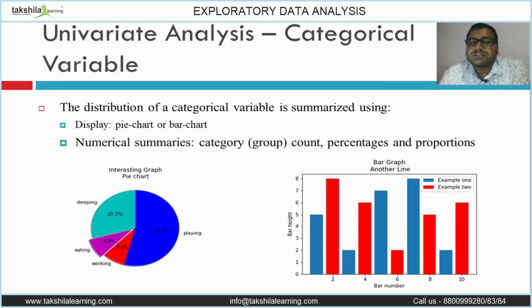The distribution of a categorical variable is summarized by using a pie chart or a bar chart. So if we have a categorical variable, we can directly use the pie chart or the bar chart. Sometimes I would suggest you can use the box plot also. For the numeric summary, if you go category-wise, we can use the count, how much count is in one group, or the percentage, or the proportion. These things come in the pie chart and the bar chart.